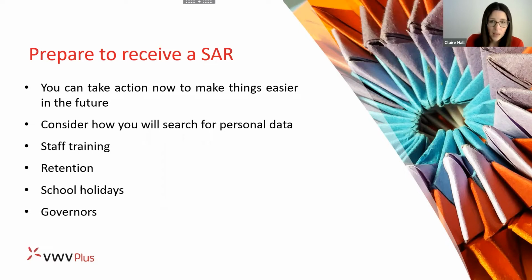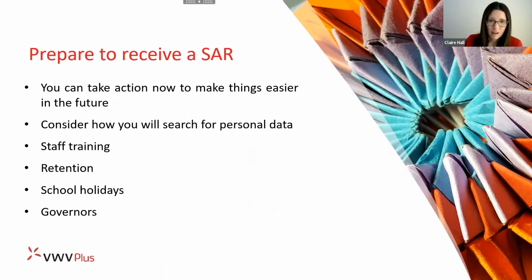The last bullet point is a slightly ambiguous "governors", and that really is just a reminder that your governors can also receive subject access requests. Requests can be made to a governor as well as a staff member. The second point on governors is that I still see governors using non-school email accounts for doing their governor work, so for processing personal data on behalf of the school. So governors really should have a school email account.